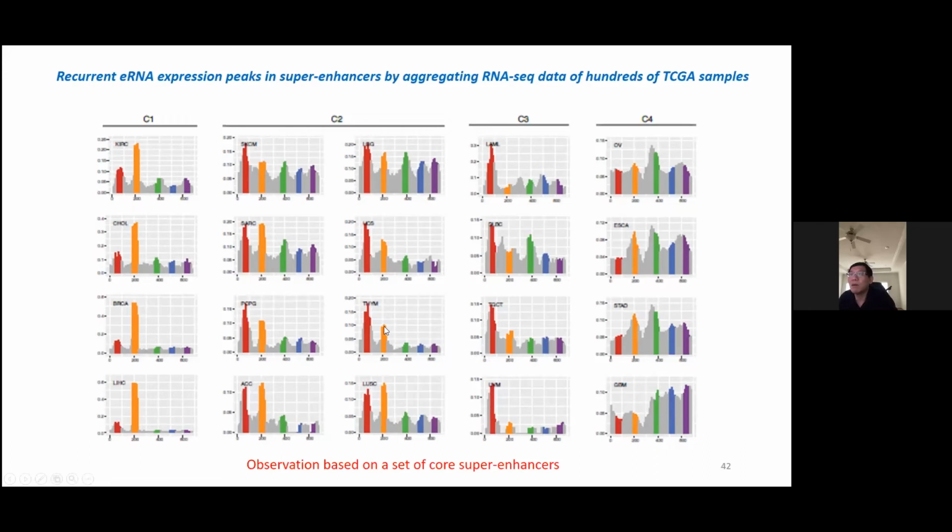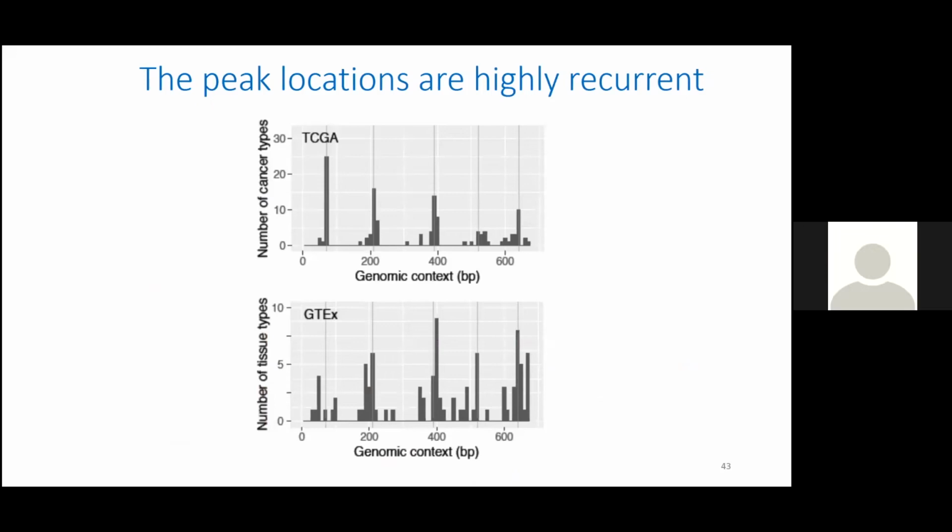So when you have this peak, they form a very clear expression peak in different cancers. Sometimes there are multiple peaks. And then we also want to see if this peak location is conserved across different data sets. Using the same practice for GTEx, where you have normal tissue, you found that for this region the peak location is actually quite consistent.